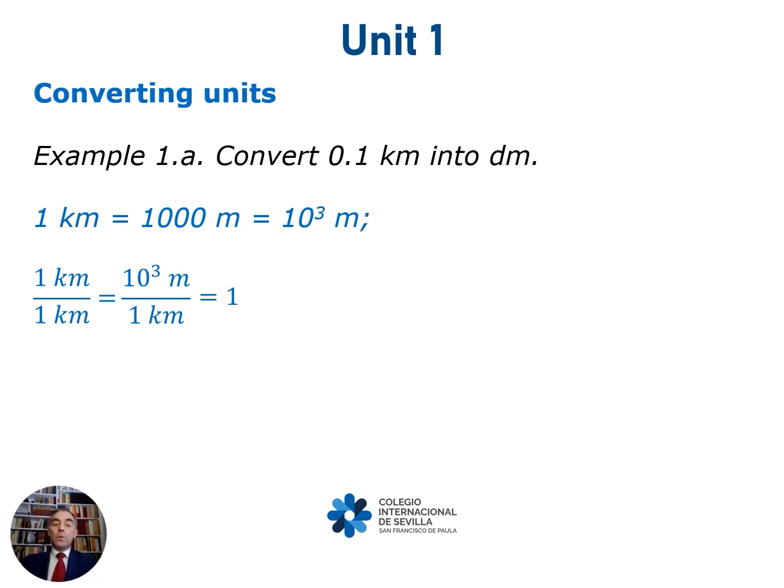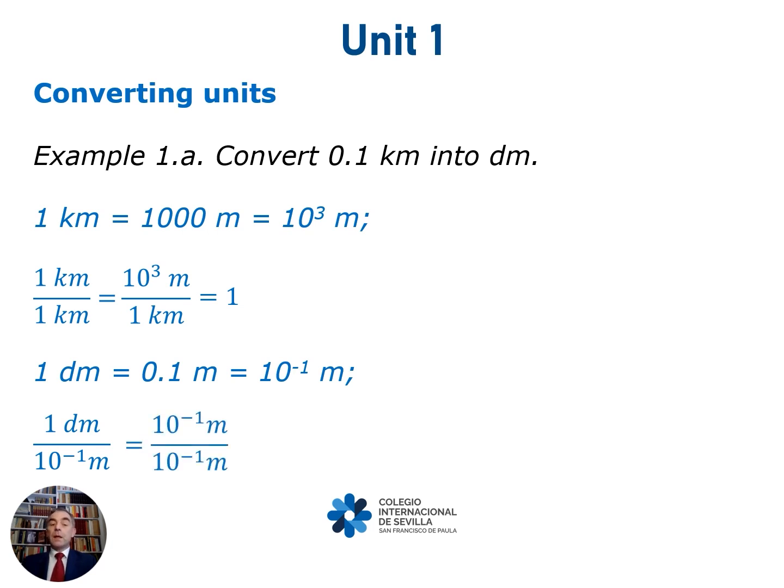Again, now with the decimeters, we want to insert the decimeters in our expression. So we go to the definition of a decimeter. A decimeter is 0.1 meters or 10 to the minus 1 meters. Again, we want to insert the decimeters, so we divide by the right-hand side term. 1 decimeter divided by 10 to the minus 1 meters equals 10 to the minus 1 meters divided by 10 to the minus 1 meters, and that is 1 as well.